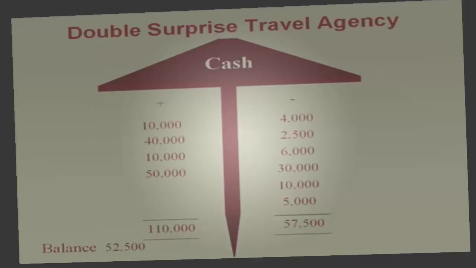The plus column comes to 110,000. The minus column comes to 57,500. So the company received $110,000. They paid 57,500. Which is heavier? Is it the left or the right? They got more money than they paid, so the left is heavier by the difference, which is 52,500. So you'd say balance 52,500 and show it on the left.